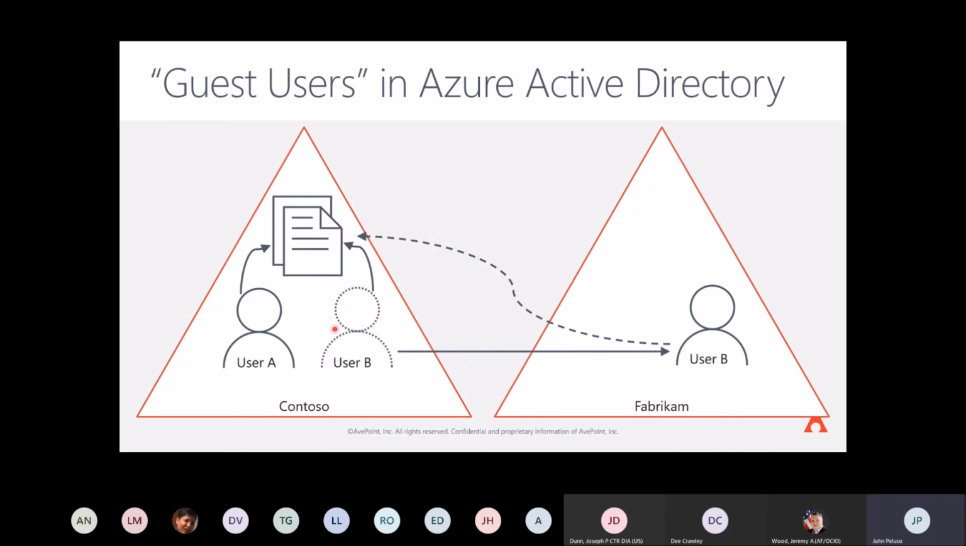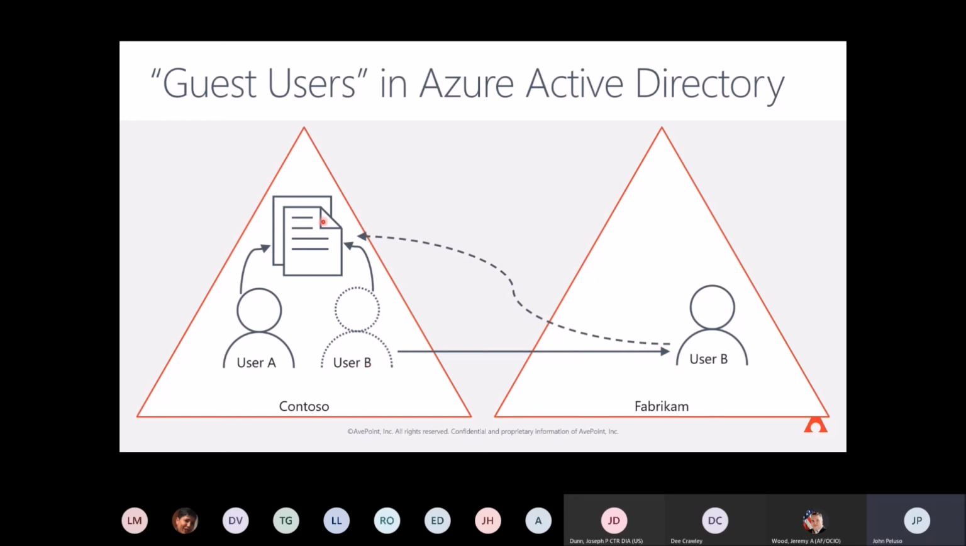The difference, though, is that this is not a user that I add to my directory as a standard user. It's not a full-fledged user. Azure AD allows us to create what are called guest users, and a guest user is not an identity. It's a reference to an external identity. So user B here really is this user B in Fabrikam.